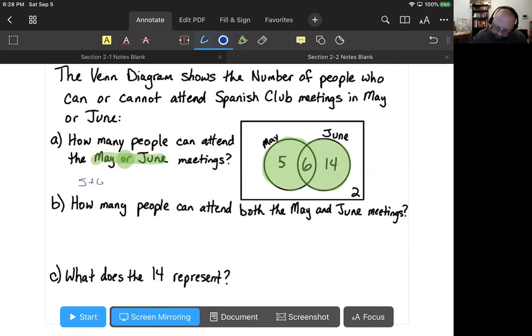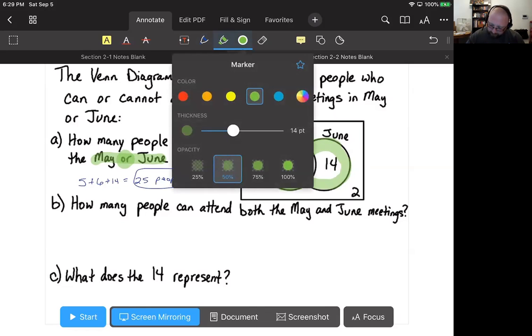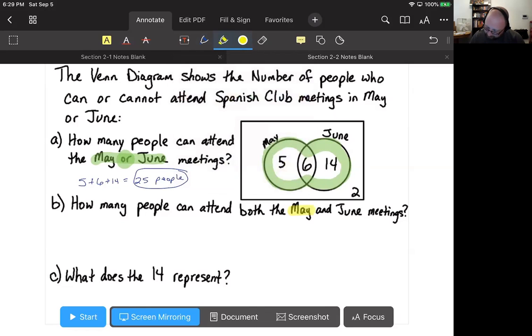There are 6 people that can go in May and June. And there are 14 people who can go in June, but not in May. So that means there are a total of 25 people that can go in May or June. Okay? So again, "or" is a combination of both areas combined. That's "or". All right, the next one we're going to look at here is May and June meetings.